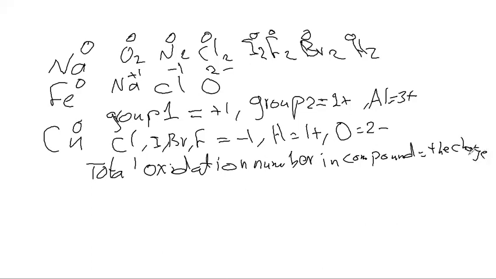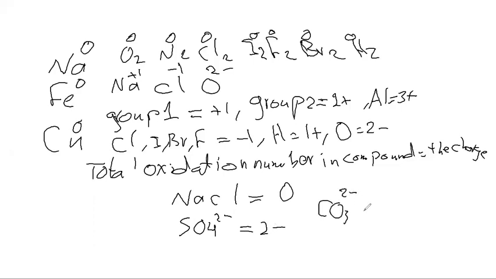What does that mean? If it's a neutral compound like NaCl, the total should equal 0. If I have SO4 2 negative ion, the total will equal 2 negative. If I have CO3 2 negative, the total will equal 2 negative. If I have K2Cr2O7, it is a neutral compound, so the total will equal 0.